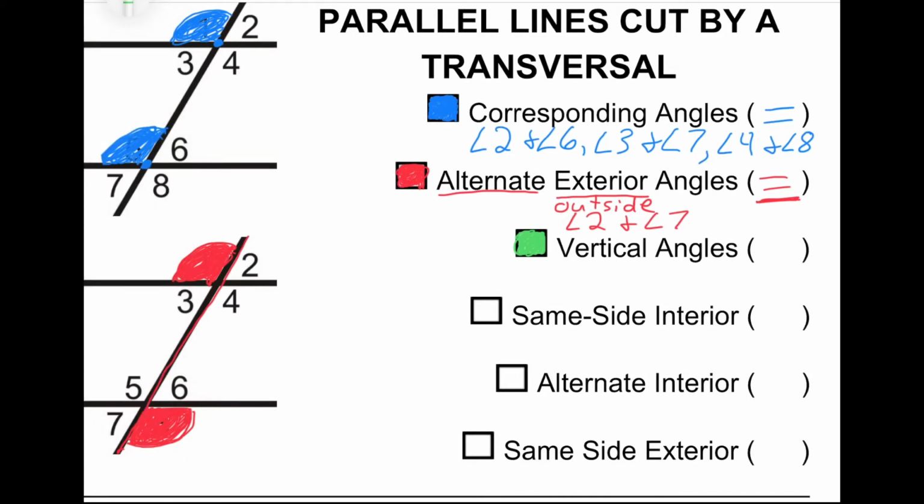So for vertical angles, they are going to be congruent or equal to each other, and they're going to be across the same intersection. So if we look at this first one up here, the first intersection, if we wanted a vertical angle to angle 3, we're going to stay on the same intersection of one parallel line and the transversal, and the diagonal angle is angle 2.